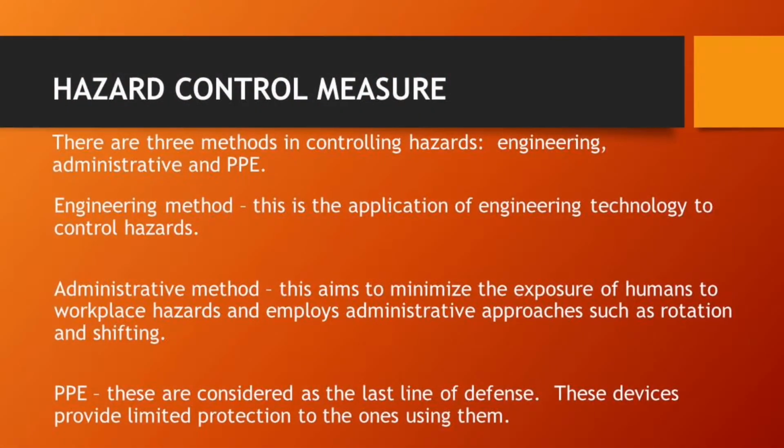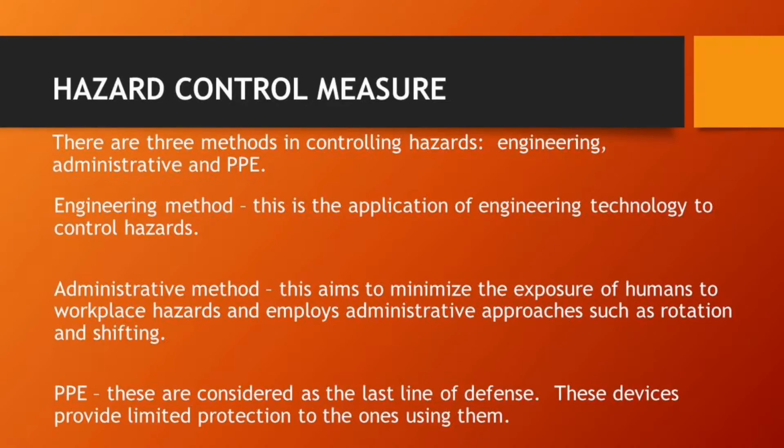Of course, if we discuss the different classifications of hazard, we should also discuss the hazard control measures. There are three methods in controlling hazards: engineering, administrative, and PPE or personal protective equipment. The first method is engineering.